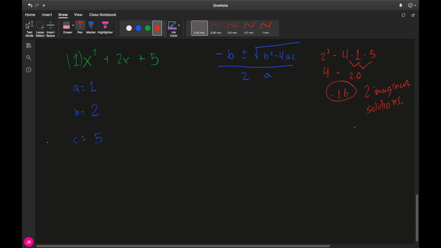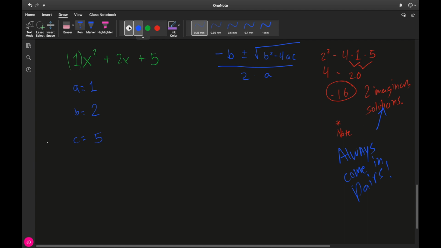Now, here's a little note, little asterisk. Imaginary solutions always come in pairs. So will you ever be able to have just one imaginary solution, or 3 or 5? No, you will never be able to have an imaginary solution that comes in an odd number of solutions. Okay, so if there is only one imaginary solution, or there are 3 imaginary solutions, then you're missing one. They always have to come in pairs. Okay, so that's just a little side note for you guys right there.